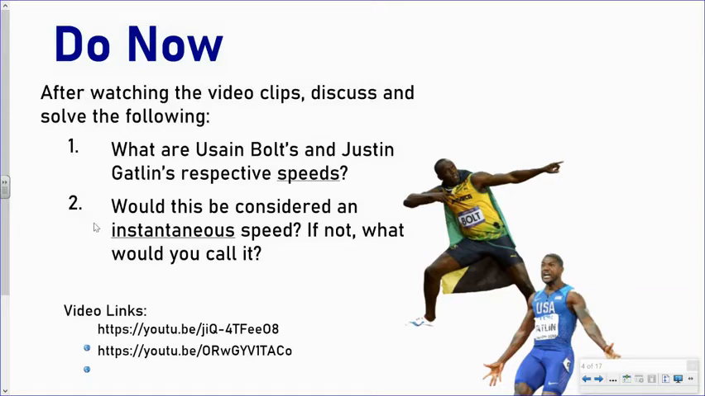The second thing to consider in the question that will come up is, what would you call this type of speed? Would this be an instantaneous speed? Notice the word instant is in there. Or if not, what would you call it? What type of speed is it? So take a moment, you will watch the 2 clips and then answer the questions that will be prompted on the screen.